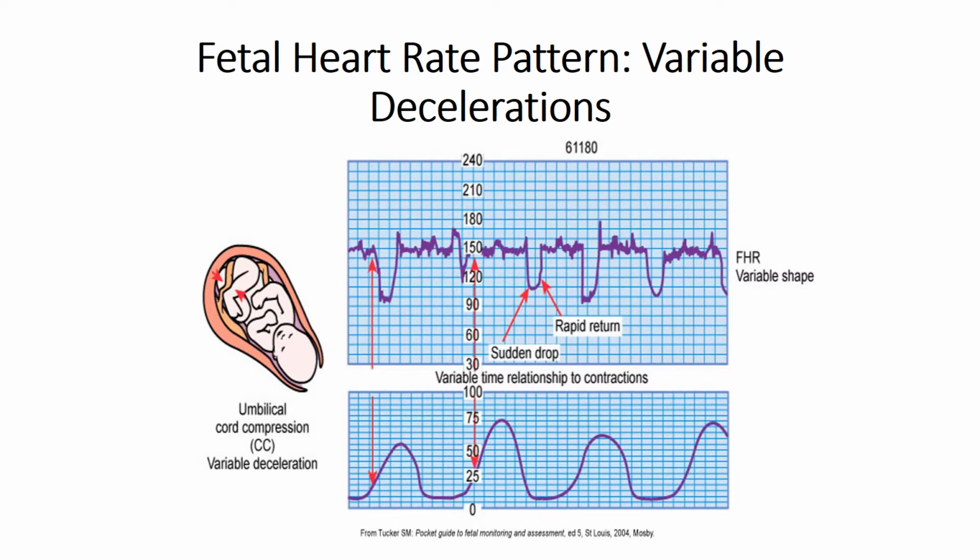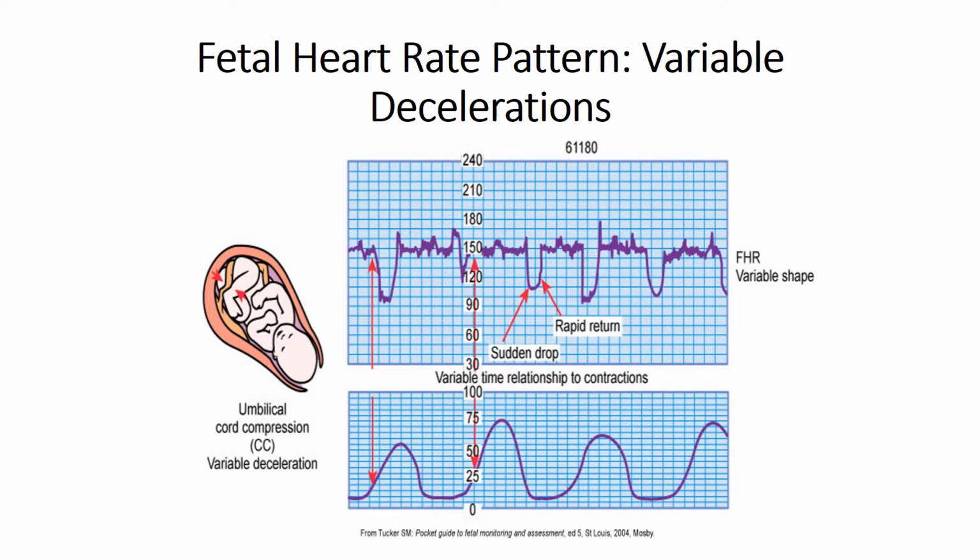So variable decelerations are defined as an abrupt decrease in the fetal heart rate below the baseline, which may or may not be associated with uterine contractions. The onset to the beginning of the nadir, or the lowest point of that fetal heart rate, is less than 30 seconds. So this is an abrupt deceleration, whereas the earlies and lates are more saucer shaped and take about 30 seconds to get to the lowest point. But the appearance of variable decelerations differs from those in earlies and lates. Variables are usually U, V, or W shaped.